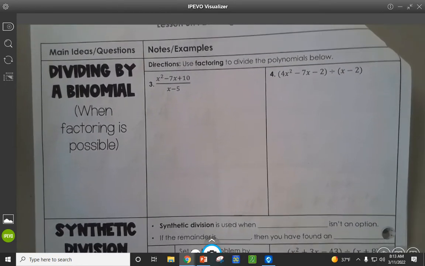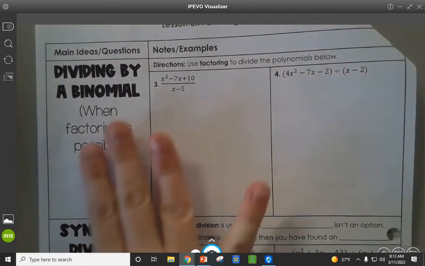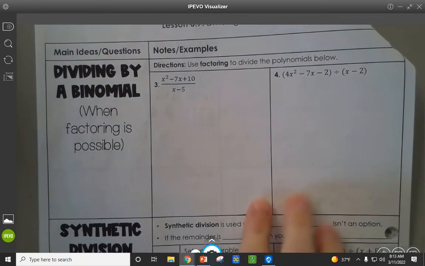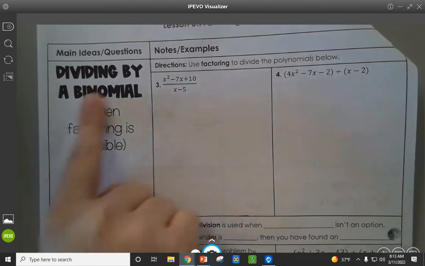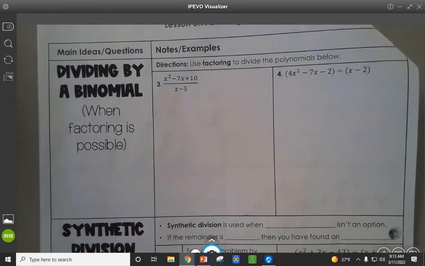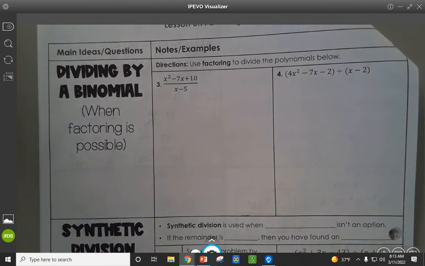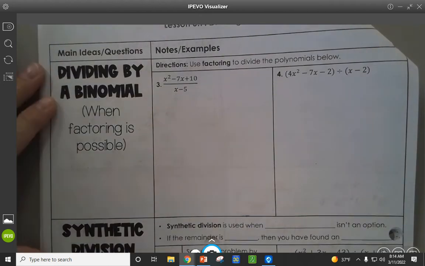So the first way that we will divide, which really isn't going to come up that often, we'll divide sometimes when you can factor and when factoring is possible. And so if we look at that first problem, in the numerator, we can factor that, meaning there are two numbers that multiply to be positive 10 and add to be negative 7.